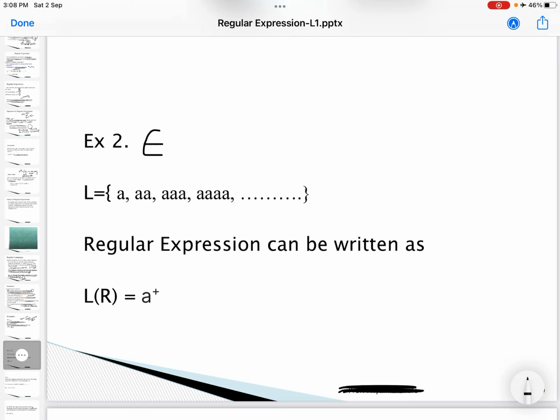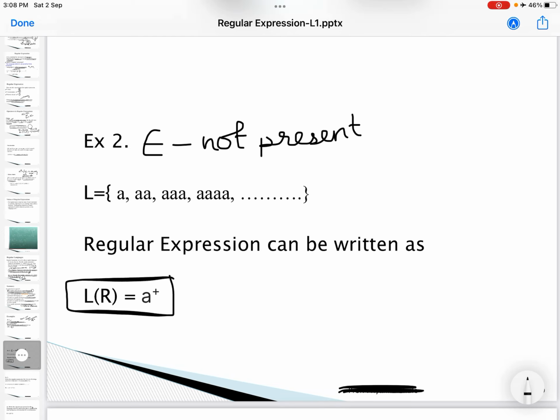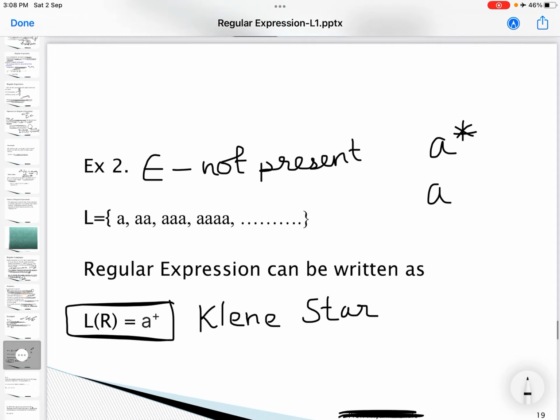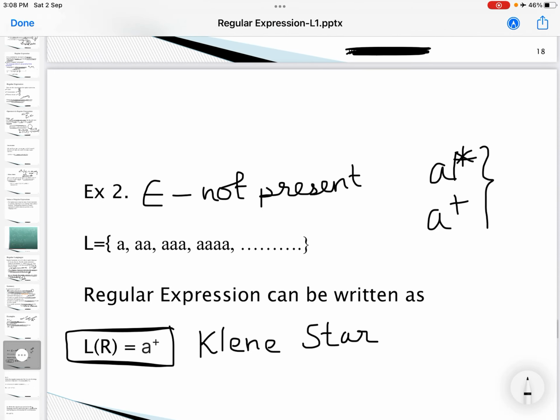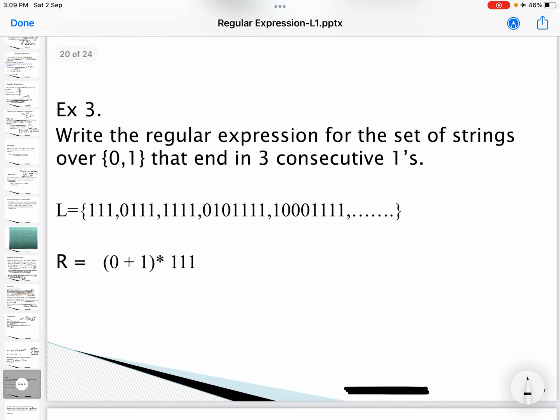Let's see the next example. Here, what is the difference? Epsilon is not present. When epsilon is not present, we represent it as A plus. This is Kleene plus. Kleene closure means A with an asterisk. What is the difference between A with an asterisk and A plus? The difference is that this has epsilon, and this does not contain epsilon.